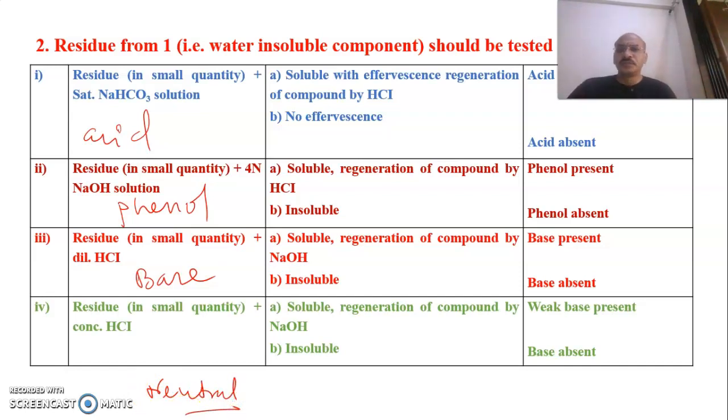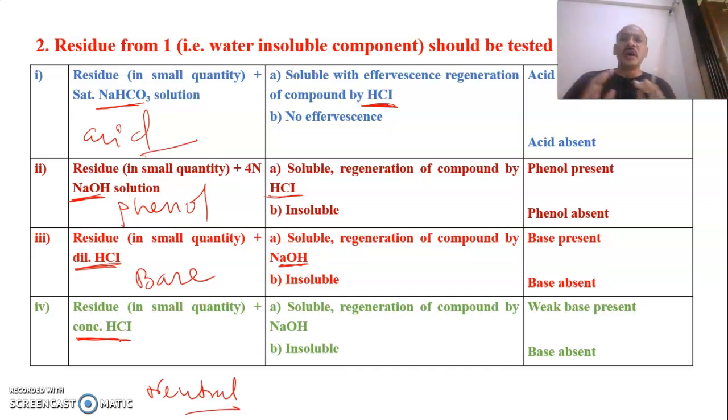At a glance, all those reactions are given here. For acid, you have to use base, sodium bicarbonate, and for regeneration you have to use acid. For phenol, you have to use strong base NaOH. For regeneration, acid. For base, you have to use acid HCl, and for weak base, you have to use concentrated HCl, and for regeneration, you have to use base, that is sodium hydroxide, alkali.